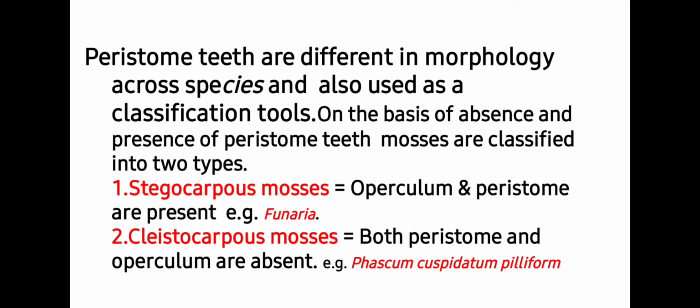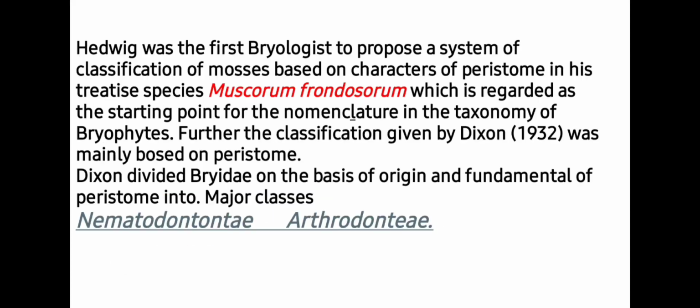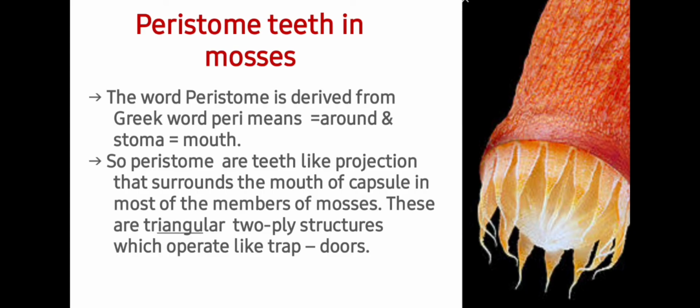On the basis of absence and presence of peristomial teeth, mosses are classified into two types, that is, Stegocarpous mosses, where operculum and peristome are present, and the example is Funaria. And second is Cleistocarpous mosses, where both peristome and operculum are absent, and the example is Phascum cuspidatum. So let's know about the peristomial teeth in detail.